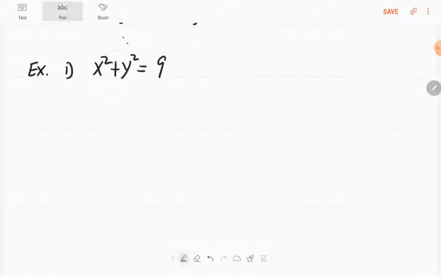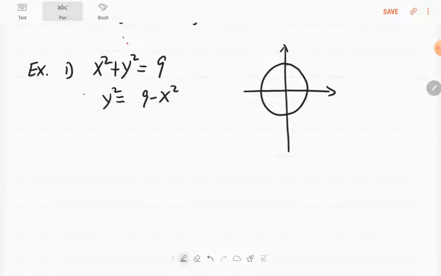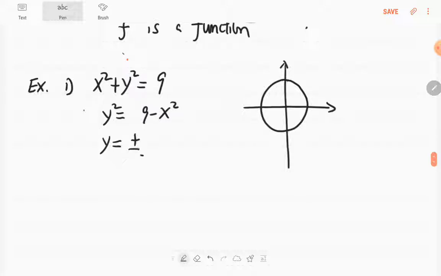Okay, we know this is a circle. If it's a function, it can be written as y equals something, so let's solve for y. Y squared is equal to 9 minus x squared. Then y equals, using the square root property, plus or minus square root of 9 minus x squared.